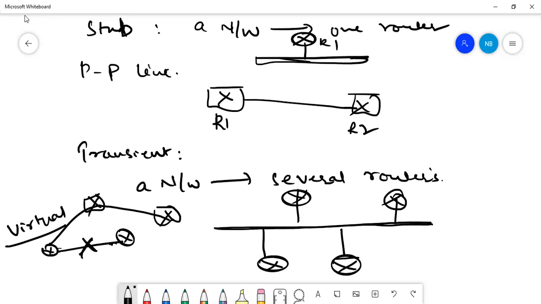Okay, this is about link state and OSPF.